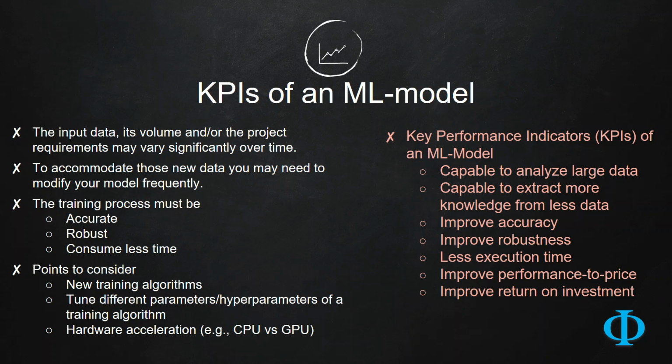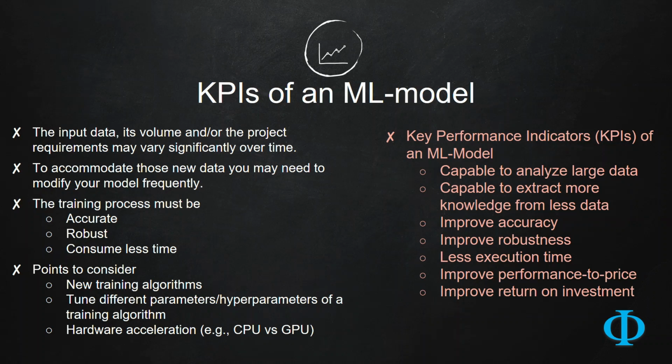For example, the input data and the project requirements may change significantly over time. Is your machine learning model ready for that? Is your machine learning model robust enough to handle that situation? Or do you need to change the model very frequently, wasting man hours and resources? On the other hand, is your training process accurate enough, robust enough, and high performing, consuming less time?